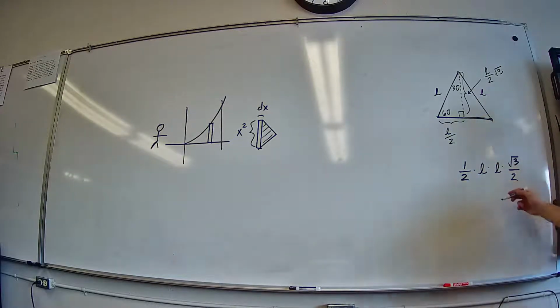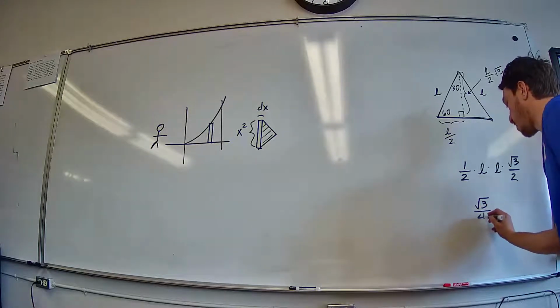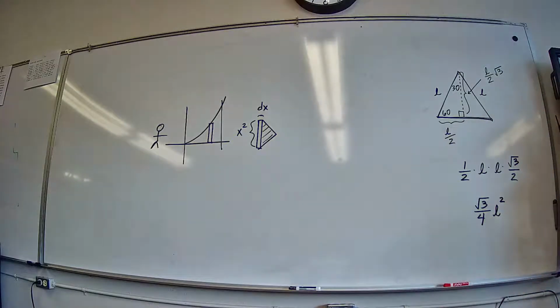So it turns out the formula is not an obvious formula at all. It's a quarter of root 3 times the side length squared. Do we understand?